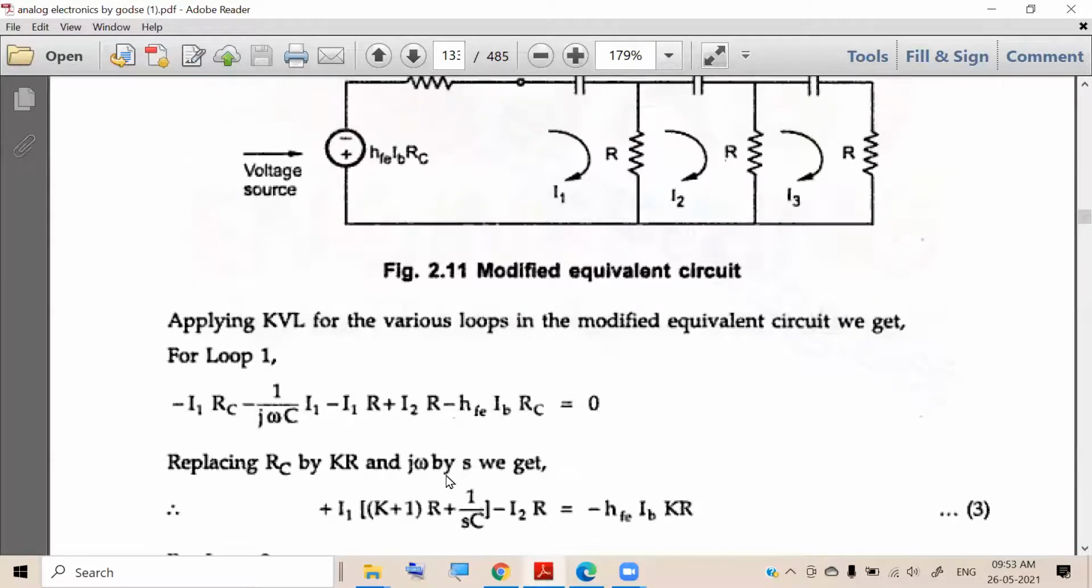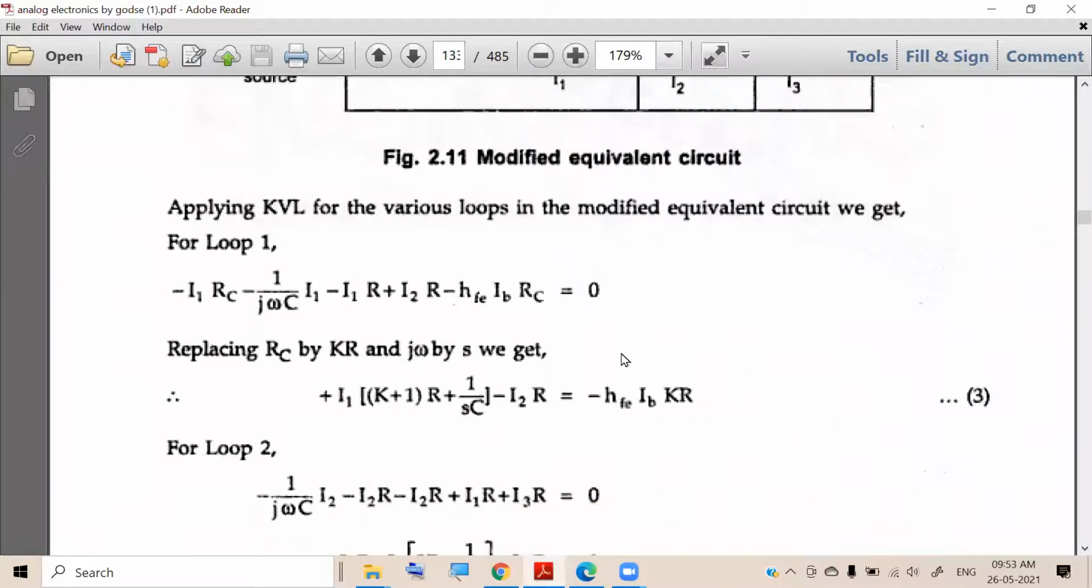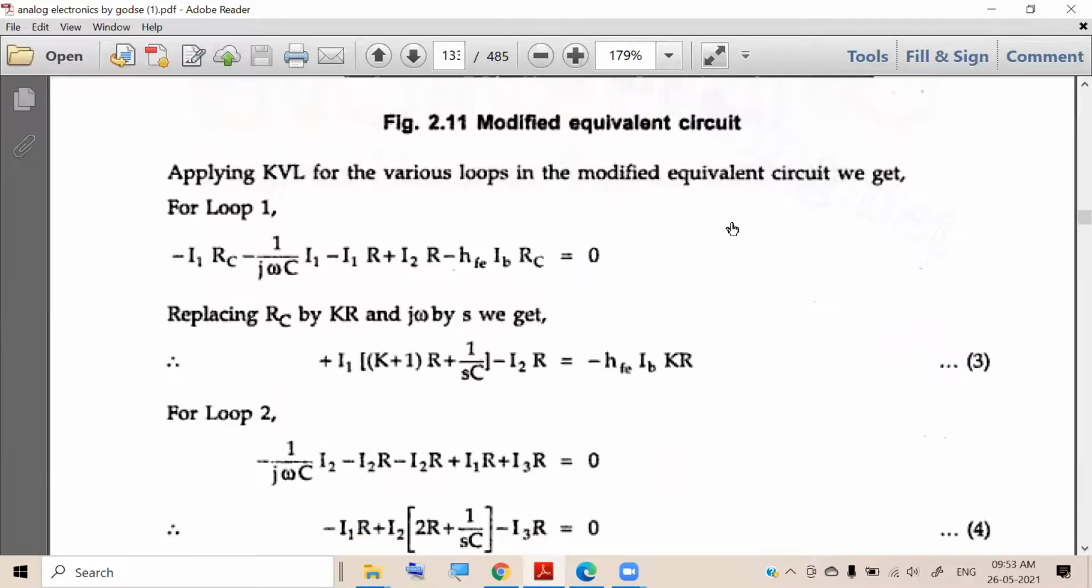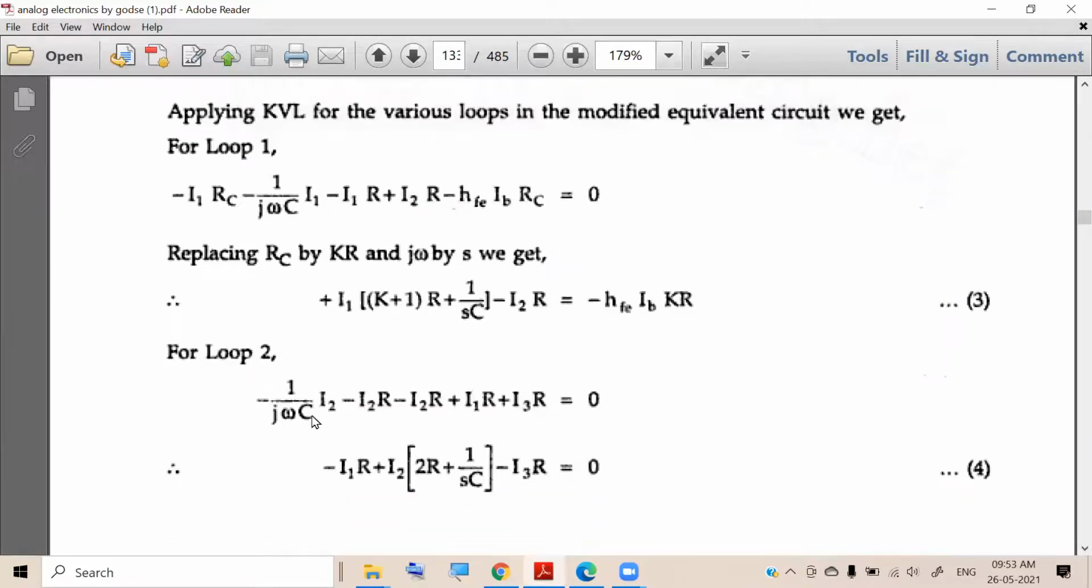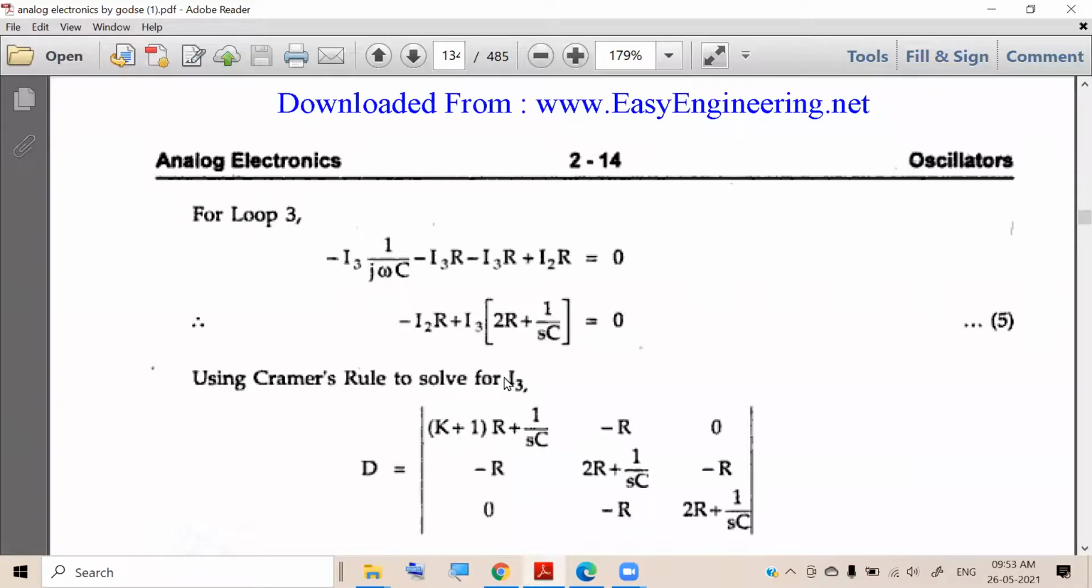So what we are doing? We are writing three KVL equations, and wherever we have j omega, we are replacing it by s. First KVL equation, simplifying with j omega replaced by s. Second KVL equation, again j omega replaced by s and simplifying. Then the third KVL equation, likewise.